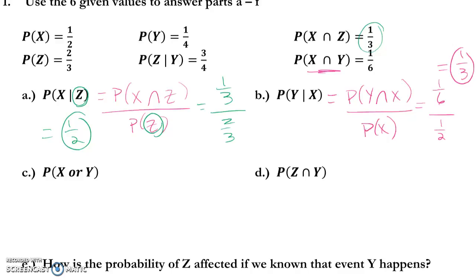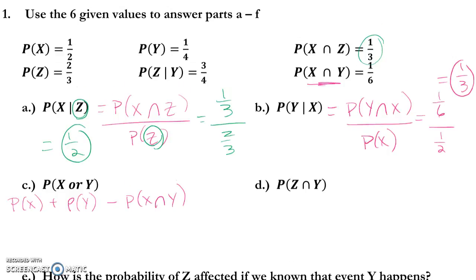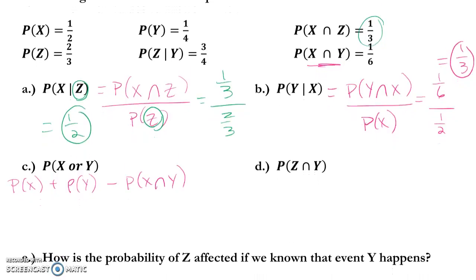When we divide those two, we get 1/3. All right, when we step over here into the probability of X or Y, we want to use the formula that we talked about for union. So we're going to do the probability of X plus the probability of Y minus the probability of X and Y. If we plug in these values, we have 1/2 plus 1/4 minus 1/6, and this gives us 7/12.